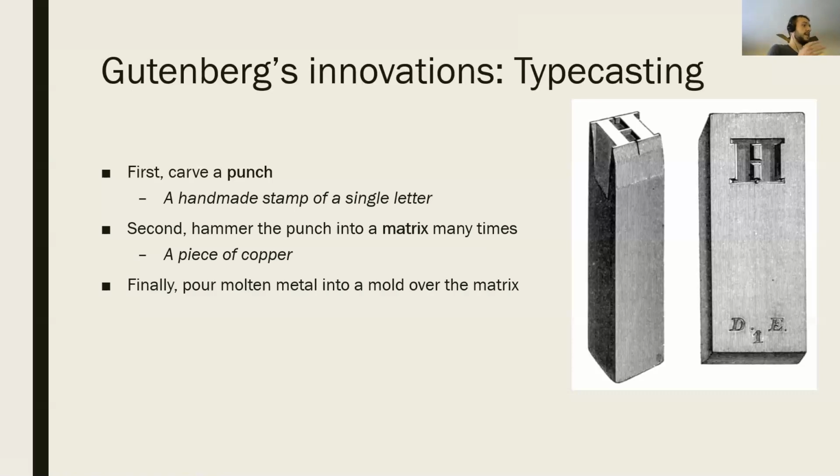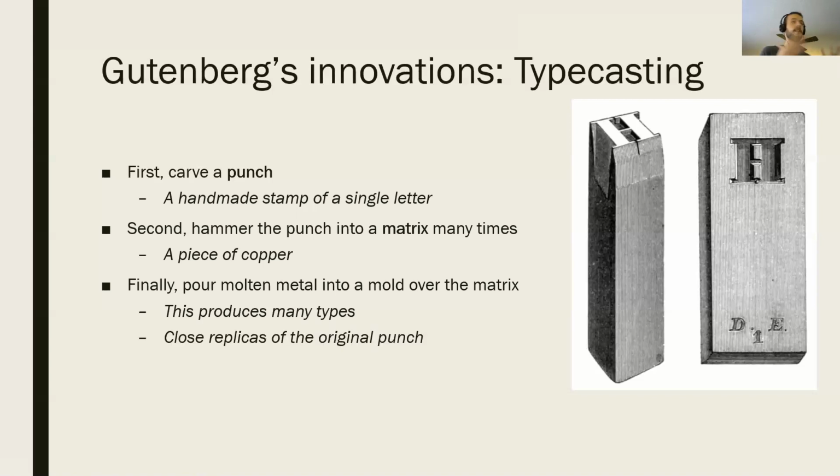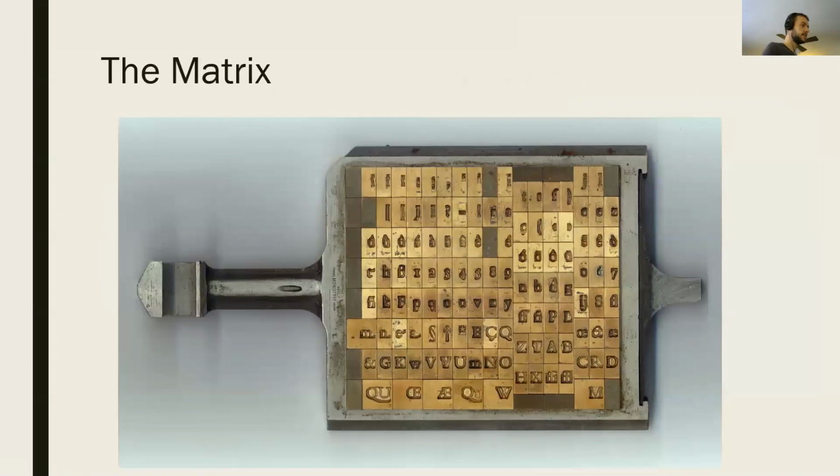And then finally, at the end of the process, you pour molten metal onto this matrix, and the molten metal will fill into the indentations produced by the punch. Once you break the metal into pieces, you have many different pieces of type, all of which are very close replicas of the original punch. So you have all these little stamps which all look very similar to each other and make a very uniform looking text. Here's an example of what a matrix might look like.